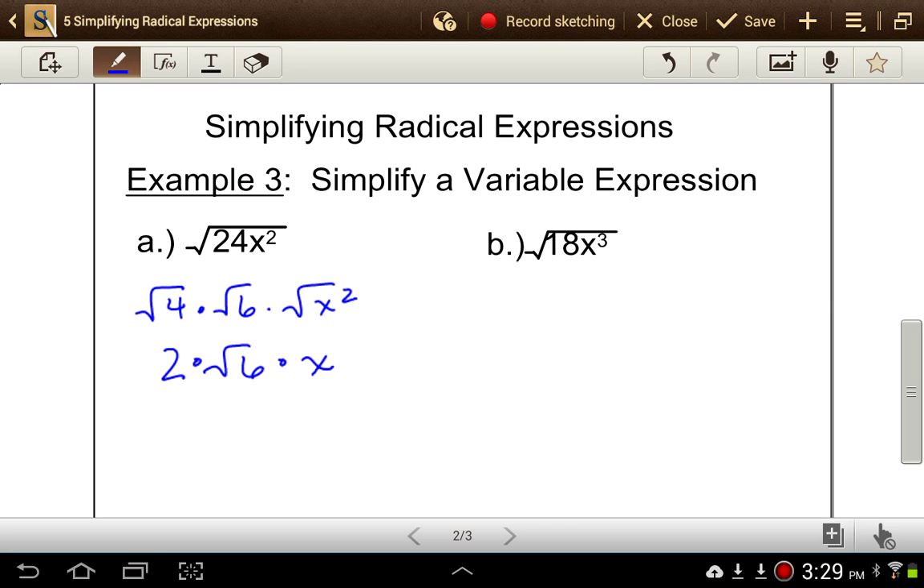Now I want to combine this and make it look nice and neat. I go whole numbers, variables, radicals. That's the order I'm going to do it in. So whole numbers, variables, radicals. So my answer is 2x times the square root of 6.